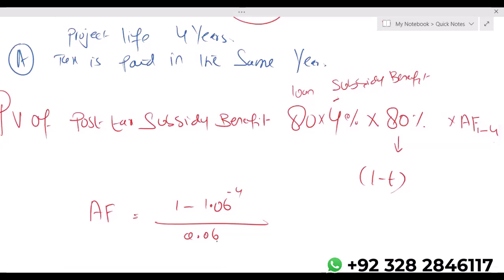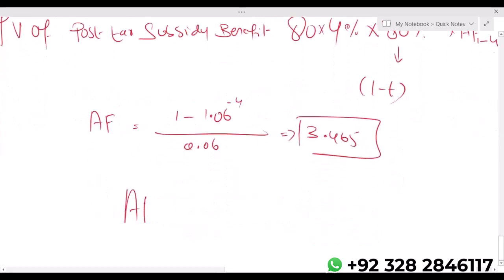Students, I'm getting 3.465. Can you check, please? Is there anyone who can confirm? Annuity factor is 1 minus (1 plus i percentage) to the power minus n, upon i.